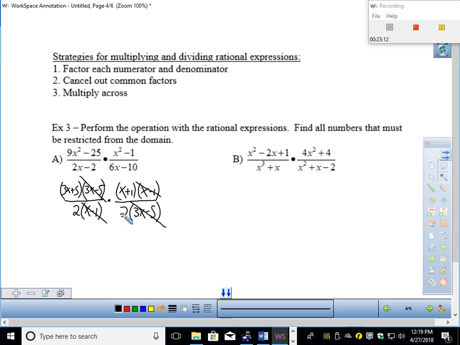Can we cancel out the 2's? And no, we can't. And the reason, of course, is they're both in the denominator. So we can only if it's one in the numerator, one in the denominator. So at this stage, we just go to my strategy number 3, and that's just multiply across.